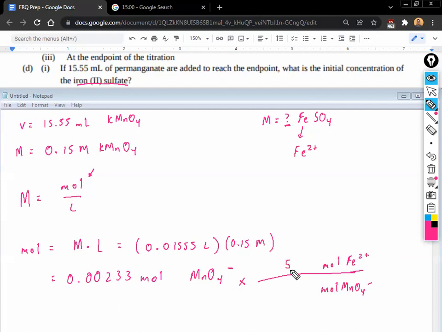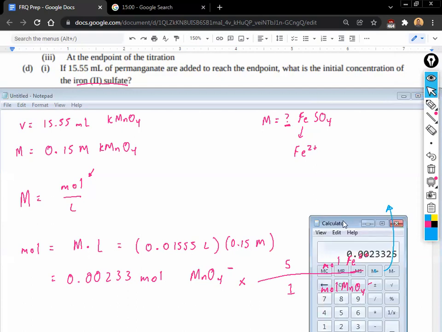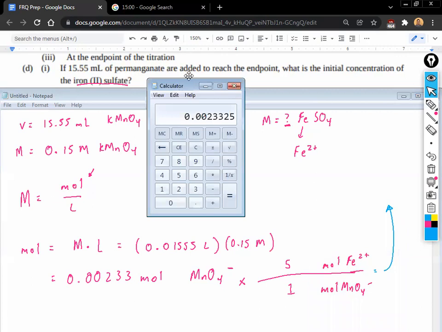Yeah, 5. And what's the number in front of MnO4 minus? Yeah, 1. Good. Good job, Mel. So what we're going to do is take these two values and multiply it. That is going to give us the moles of Fe2+, excuse me. So this number times 5 gives us 0.0117 moles of Fe2+.